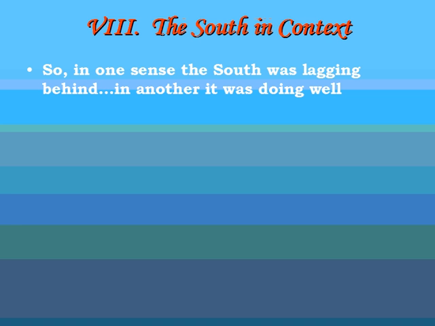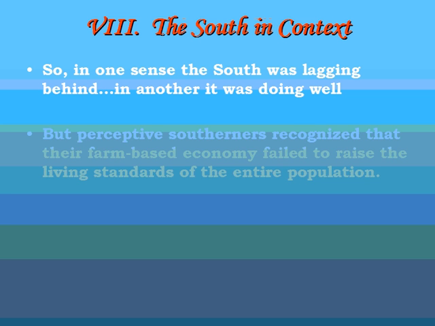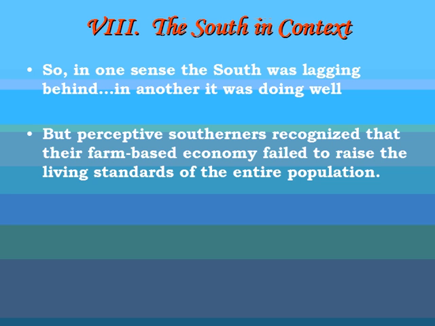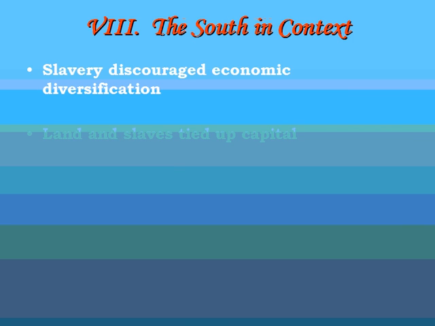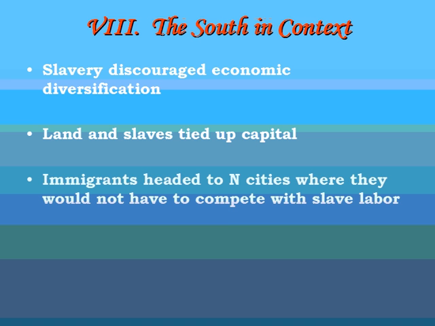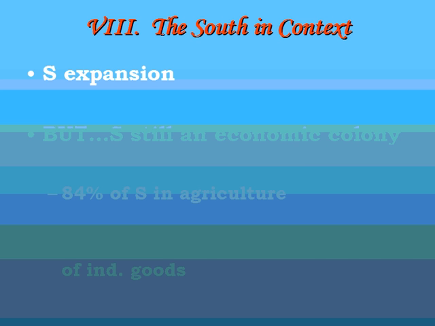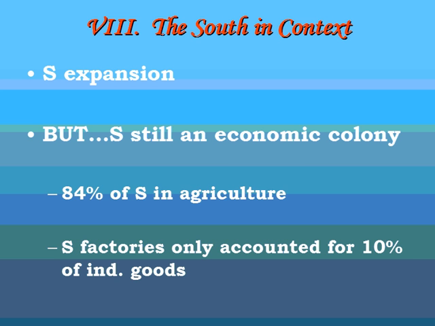However, most Southerners realize that their agricultural-based economy fails to raise the living standards of the entire population, and some Southern Whigs by the 1850s are calling for investment in canals, roads, that kind of thing. Overall, slavery discouraged economic diversification, and land and slaves are going to be tied up in capital, and the immigrants are going to head to northern cities. So the South is going to expand during this time period, but the South really is an economic colony of the North.